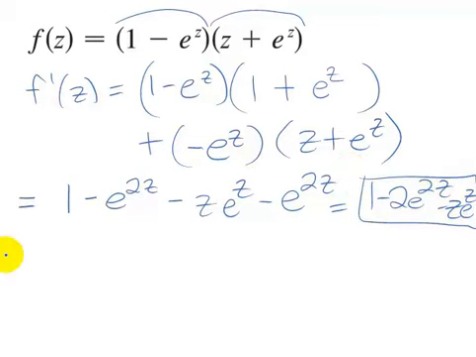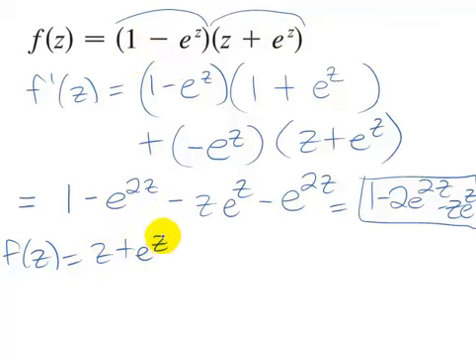Now let's look at option 2. What if we had chosen to multiply this first? First times first, we've got z, outers we've got e to the z, inners we have minus z e to the z, and lasts we have minus e to the 2z.